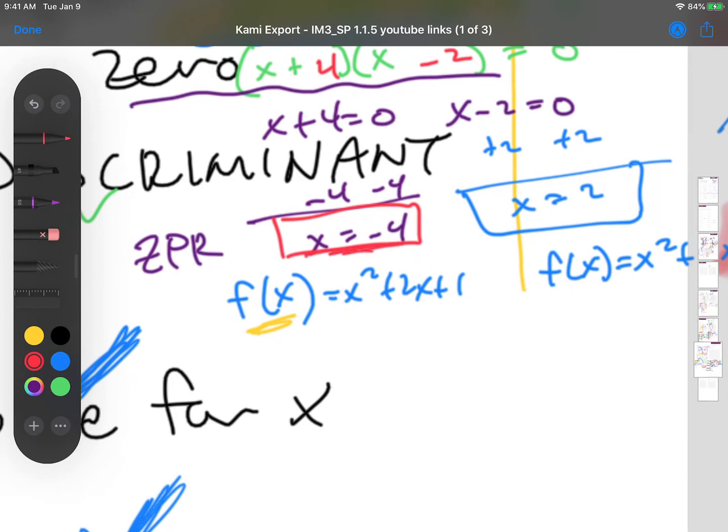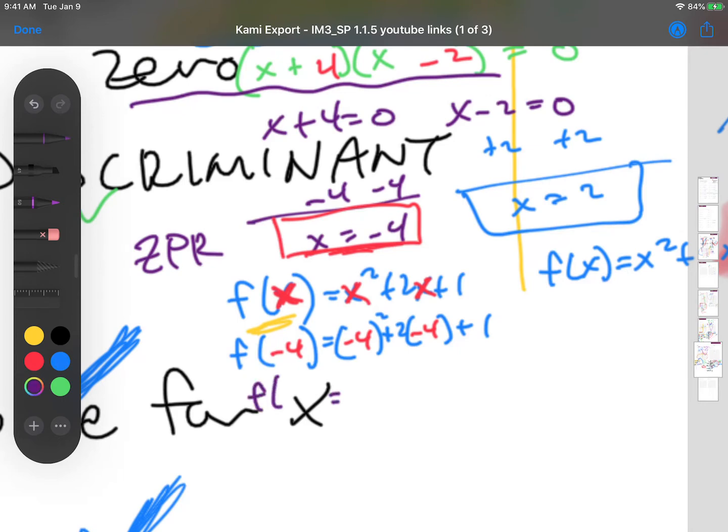So if x equals negative 4, that's the number I'm going to put in for every value that's x, negative 4. See that? And then you just do your substitutions. So you have f of negative 4 equals negative 4 squared plus 2 times negative 4 plus 1. And then we just go and simplify.